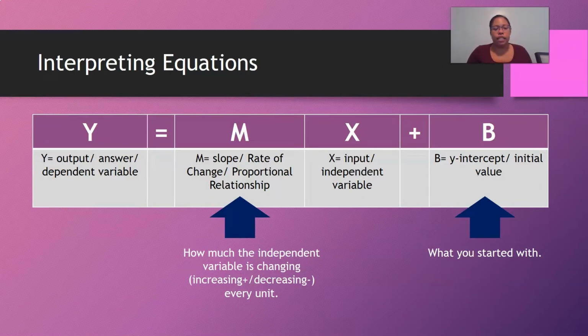So again, let's go back into this. So if I'm interpreting my equation, I'm really only telling you how my x and y were affected by using the meanings of the b and the m. So again, the meaning of the m is how much the independent variable is changing. Either it's increasing or decreasing every unit. My b is where did I start off with? So I want you to use those sentence starters as how you interpret an equation.